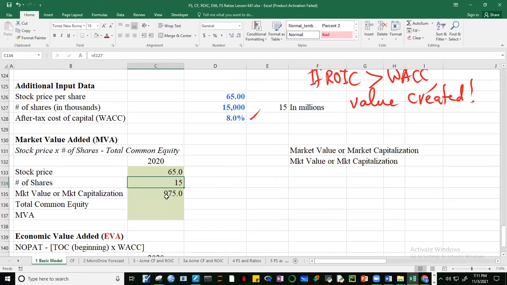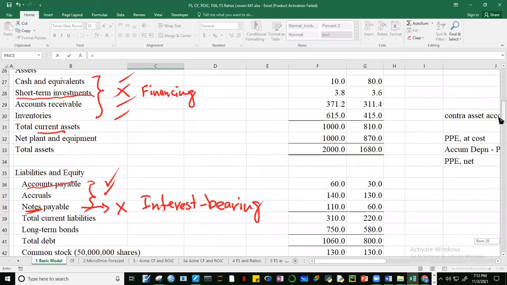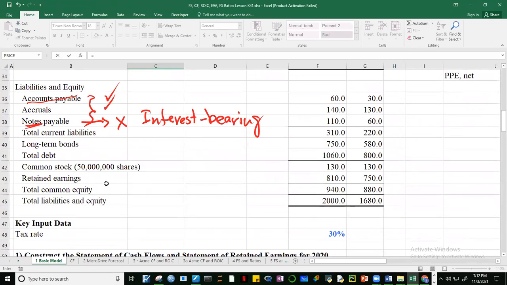Therefore, our market capitalization is 975 million. Now, what we're going to do is compare this with how much the equity is as far as the balance sheet is concerned. So, the book value versus the market value. The book value, guys, we can get from the balance sheet. So let's go to the balance sheet. And the book value is here, this one.